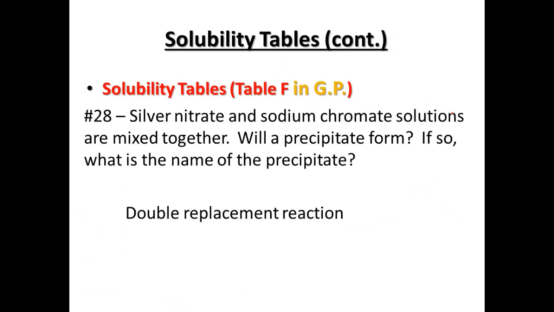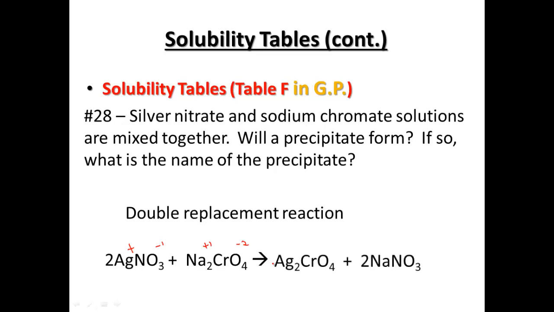Silver nitrate and sodium chromate solutions are mixed together. Will a precipitate form? And if so, what is the name of the precipitate? So first off, we have a double replacement reaction. Silver nitrate plus sodium chromate: when this reaction happens, the positive of one goes with the negative of the other, so silver and chromate are going to combine and sodium and nitrate are going to combine. So the question is, which of these two is soluble and which one will form the precipitate? So silver chromate and sodium nitrate.